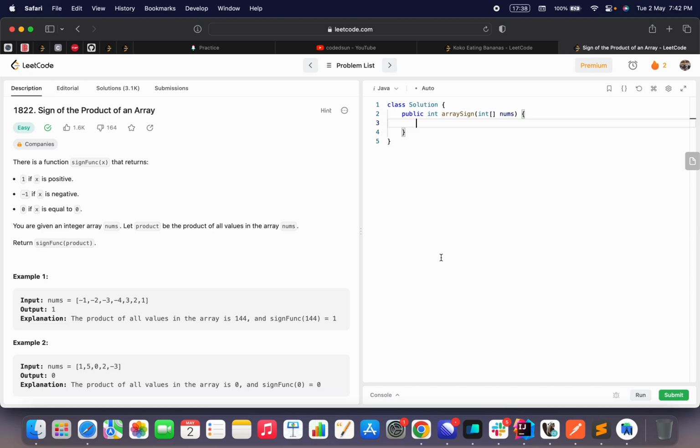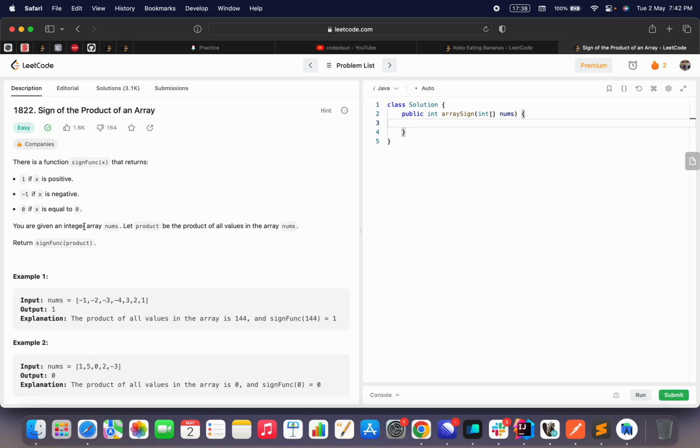Hello guys, today we will be solving a LeetCode problem, the monthly challenge, problem number 1822. We have to find the sign of the product of an array. There is a signFunc(x) that returns 1 if x is positive, minus 1 if x is negative, and 0 if x is equal to 0.